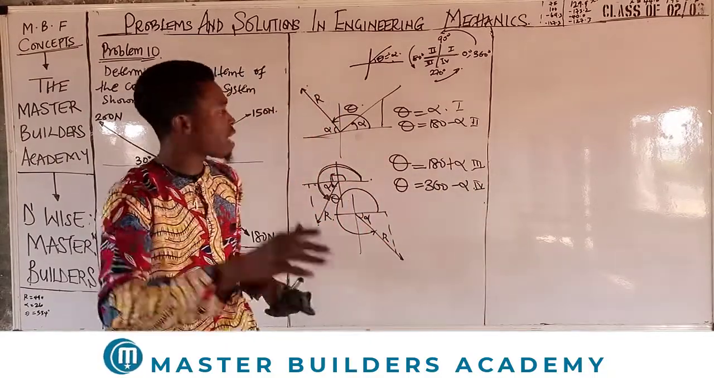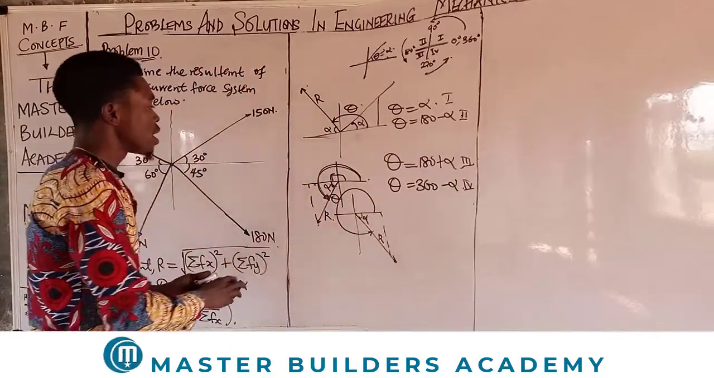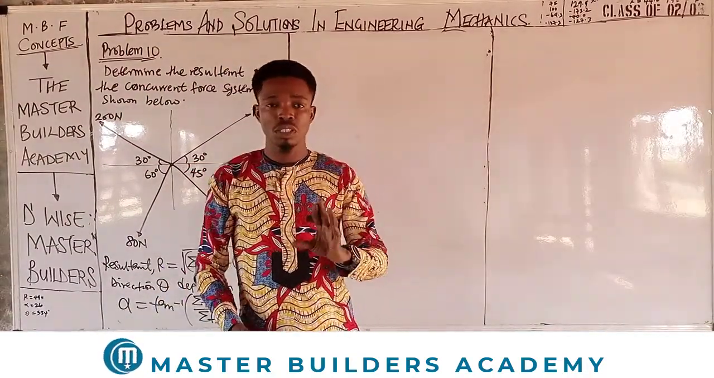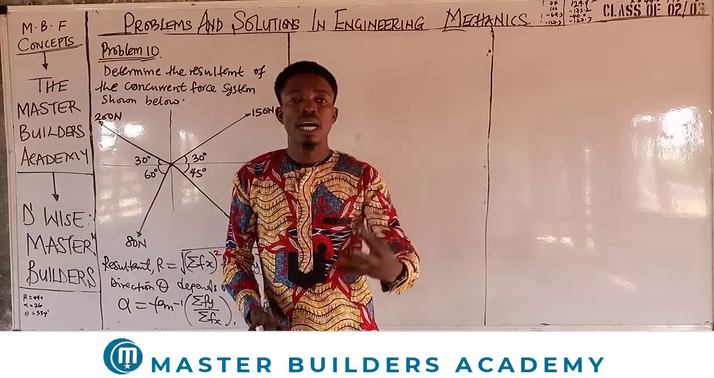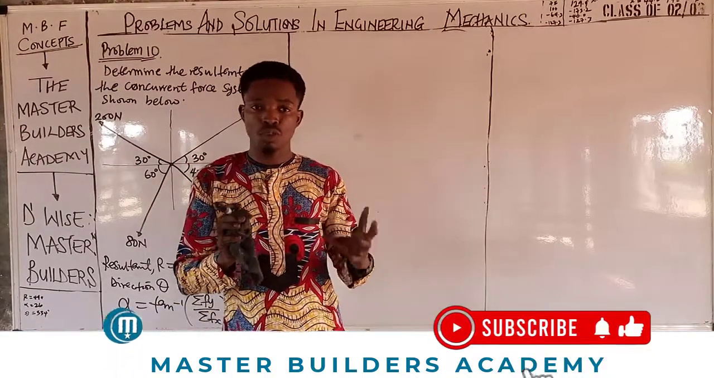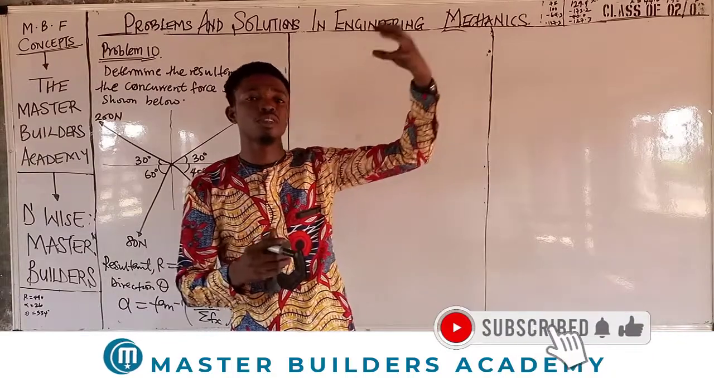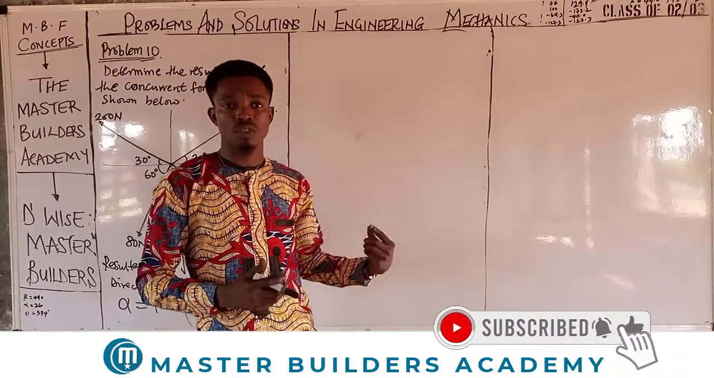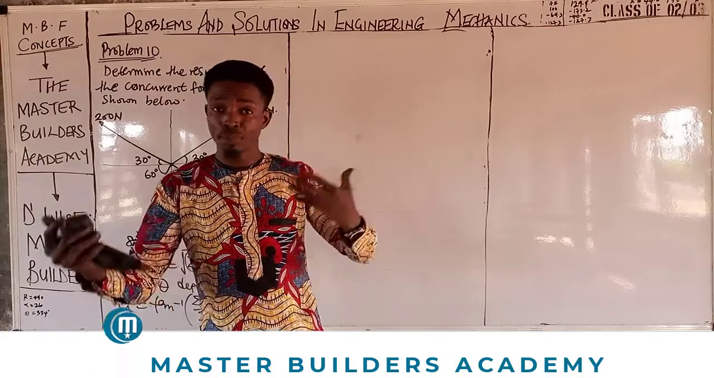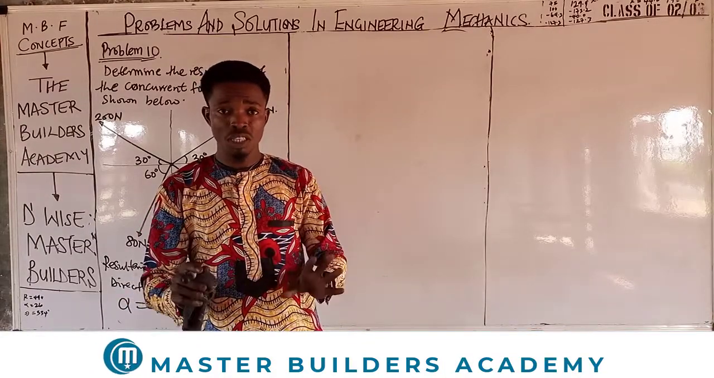Okay, now let's dive into solving this problem. There are two ways by which this problem is solved. Two methods. Number one is the direct analytical method. Number two is the tabulated method, which is the tabular method. So you either use a table to resolve concurrent forces or you use the direct analytical method. Very shortly, I will make use of the two methods without wasting much of your time.